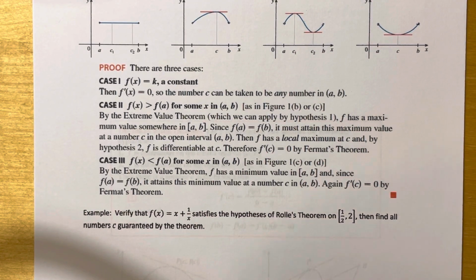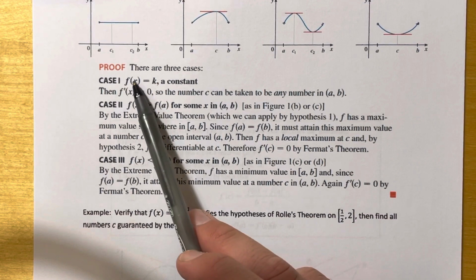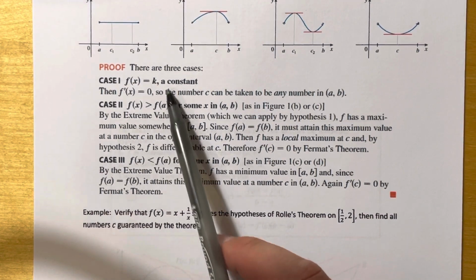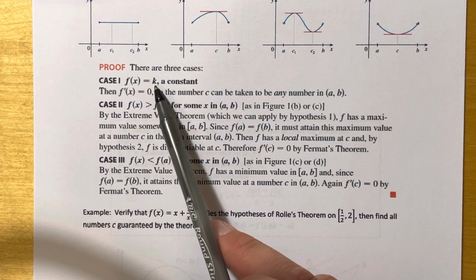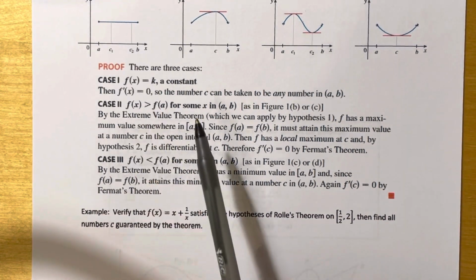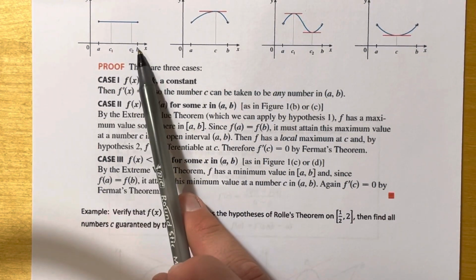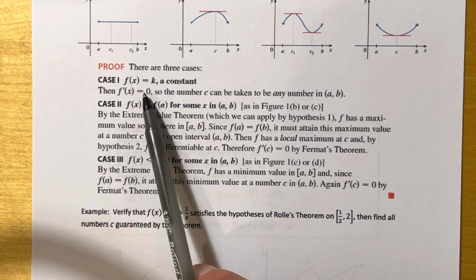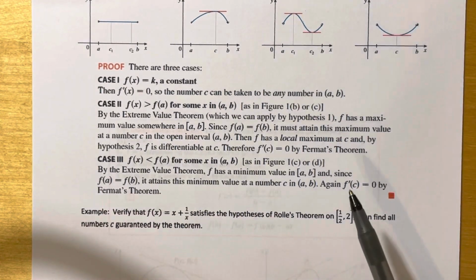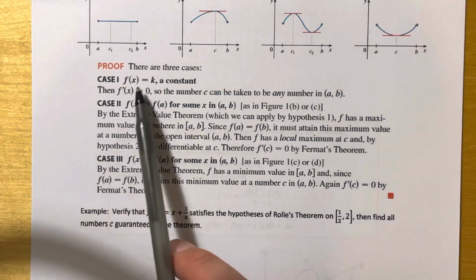So what we need to do is prove this, and we look at it in 3 cases, kind of similar to how I just broke it down. So we have 3 possible cases that we're going to look at. Case 1: if f(x) is a constant function. So if f(x) is equal to k, meaning a constant function, then f'(x) is equal to 0 everywhere, right? So c can be any number in the interval (a, b), and f'(c) is guaranteed to equal 0 because it's true for all numbers in the domain of that function, or at least on the interval (a, b). So that takes care of case 1.